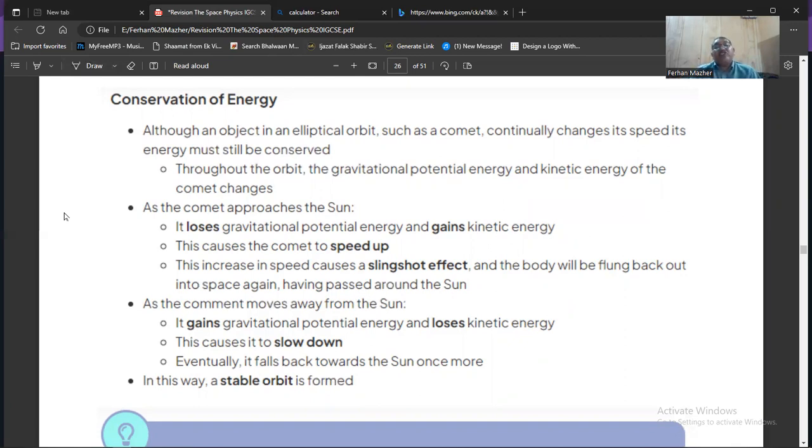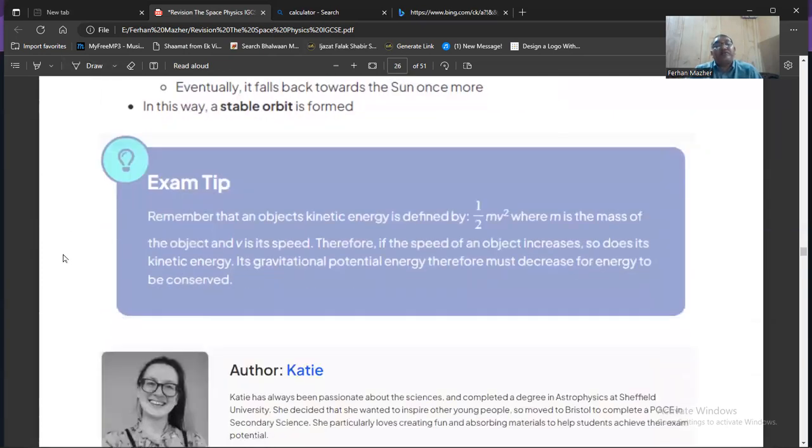This increase in speed causes a slingshot effect, and the body will be flung back out into space again, having passed around the sun. As the comet moves away from the sun, it gains gravitational potential energy and loses kinetic energy. This causes it to slow down. Eventually, it falls back towards the sun once more. In this way, a stable orbit is formed.